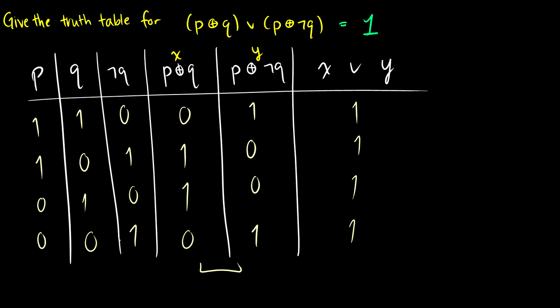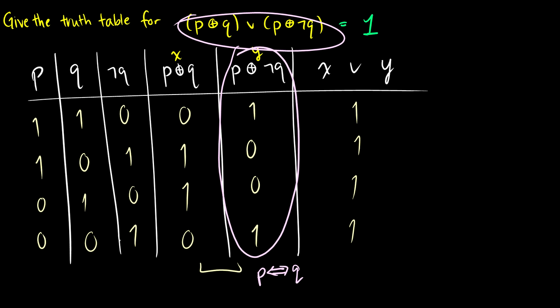In fact, I should mention that this column, P XOR not Q, is very similar to the statement P biconditional Q. So what X or Y is really saying is, are the two values different or are the two values the same? It's always going to be one of those cases. That's why we see that this disjunction is a tautology.